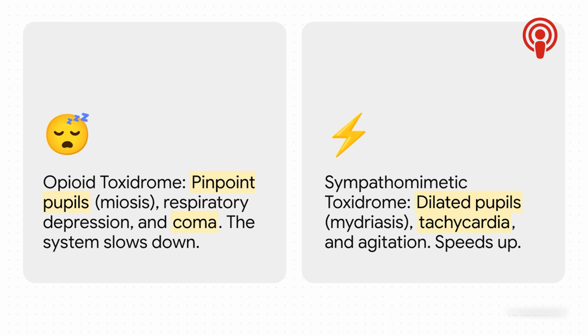Take an opioid overdose. It shuts the whole system down. You get these tiny, pinpoint pupils, breathing slows to a crawl, and the patient's in a coma. But a stimulant overdose from something like cocaine does the exact opposite. It revs the body up into overdrive: huge, dilated pupils, a heart that's racing, and the person is super agitated. Just by looking at the patient's eyes, a doctor can immediately slice the list of possible causes right in half.